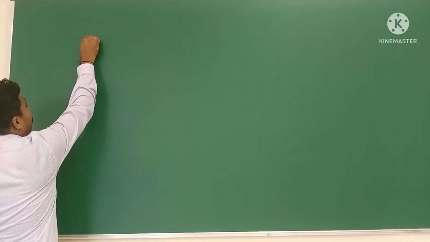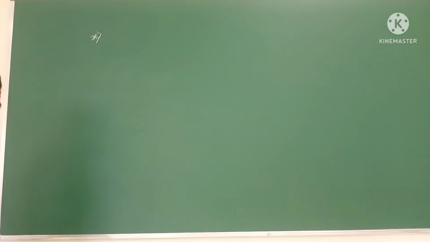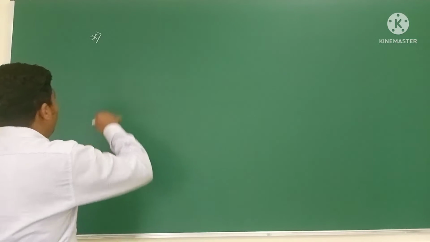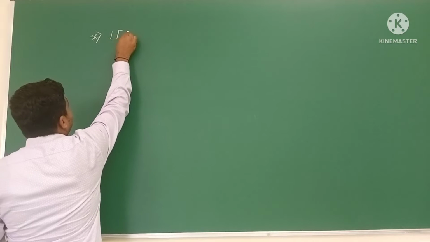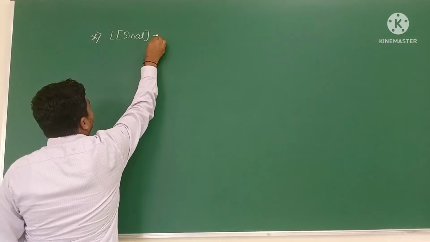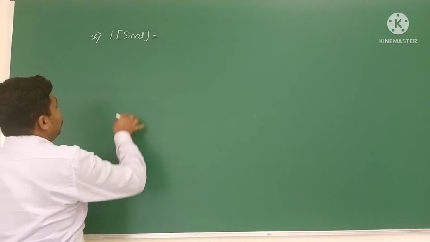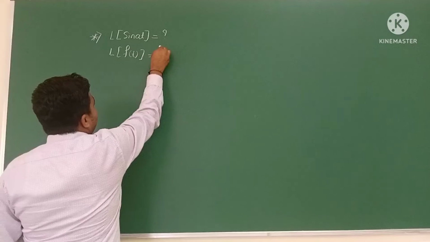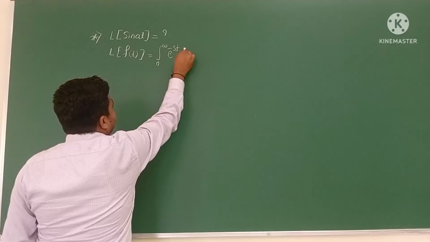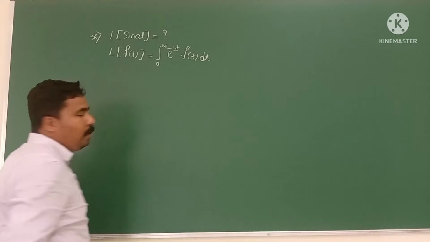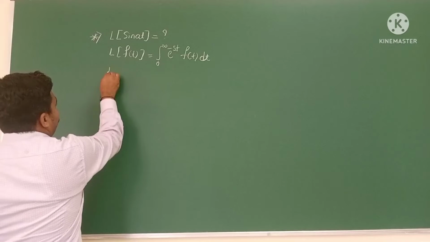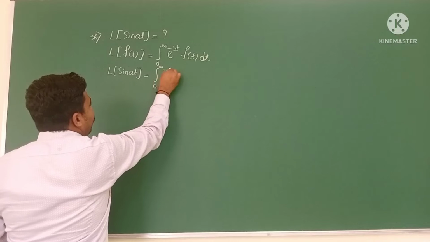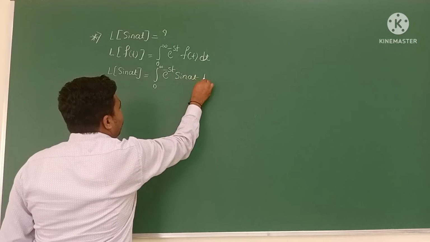In the last class we did Laplace transform of e power at, sin at, cos at, and Laplace transform of 1. Now I am going to solve Laplace transform of sin at. We know the definition of Laplace transform: Laplace transform of f of t is integral 0 to infinity e power minus st f of t dt. In place of f of t we have sin at, that is, Laplace transform of sin at equals integral 0 to infinity e power minus st into sin at dt.